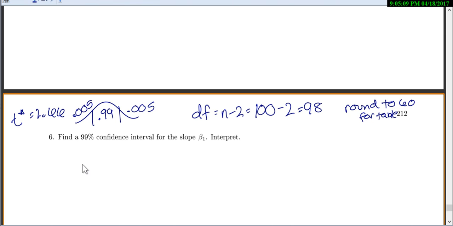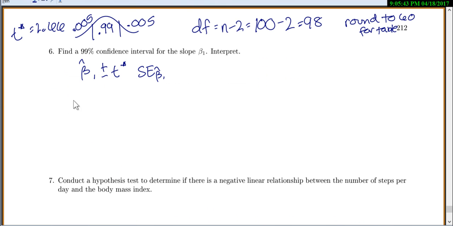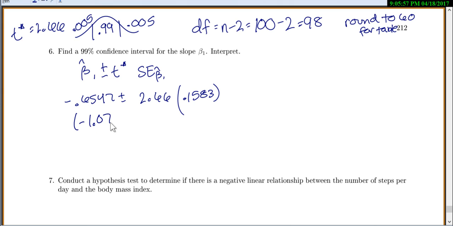Okay, so for our formula here, it's always your slope plus or minus your critical point times the standard error of your sample slope. So our sample slope was negative 0.6547, and the standard error for it, which we also need, is 0.1583. So negative 0.6547 plus or minus our critical point, 2.66, times our standard error of 0.1583. So this gives me negative 1.07 to negative 0.23.